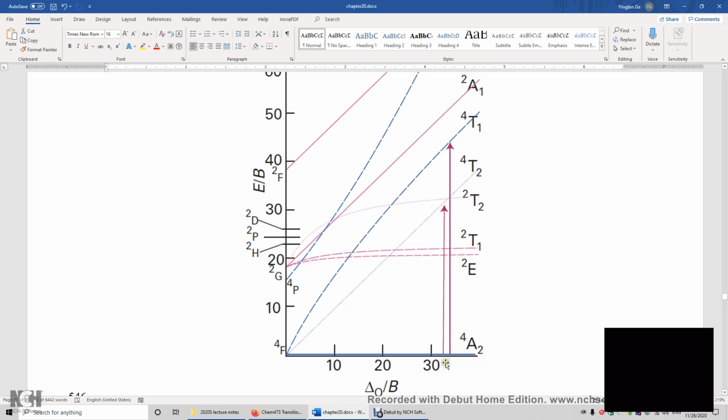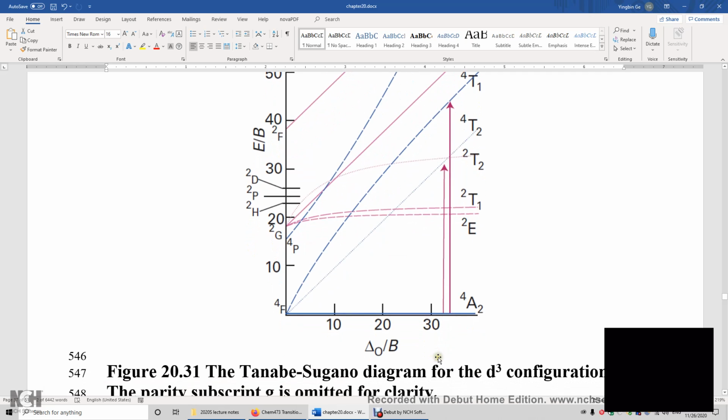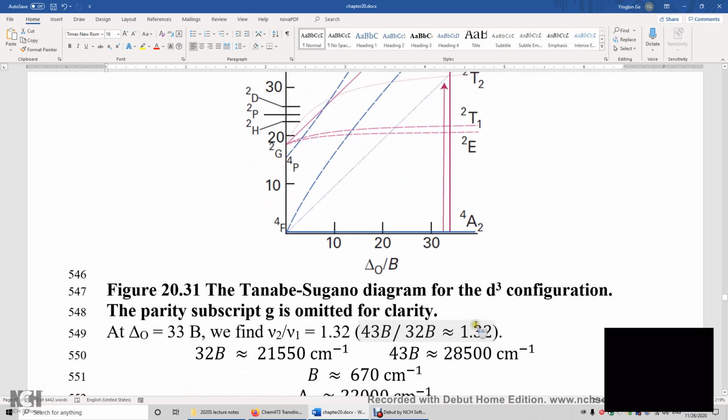So at this position, when delta O is 33B, we look at this longer arrow and this shorter arrow. We use the length of the longer arrow divided by the length of the shorter arrow, and you get 1.32. So there's a match, 1.32.